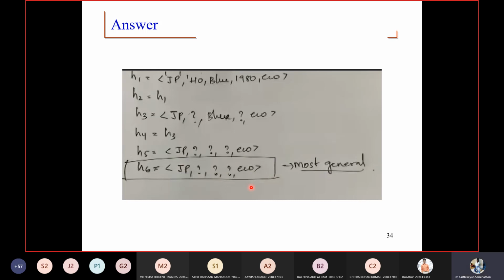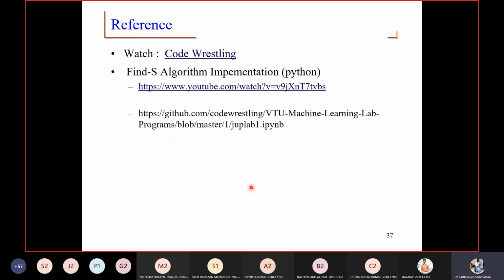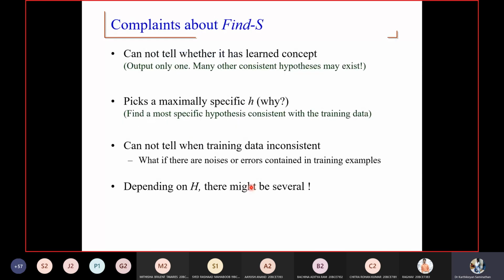Here also you can use enumerate, which allows you to iterate through the complete instances of a sequence, and you can use the same indexing for each element. So that can be done with this. That is what the Find-S algorithm is. You can try this example.